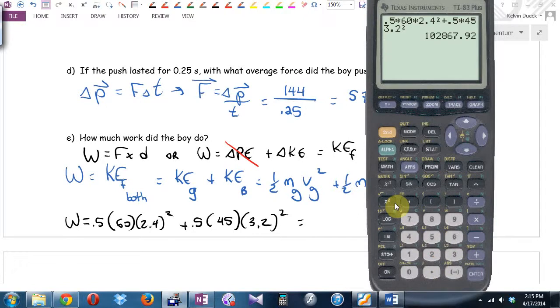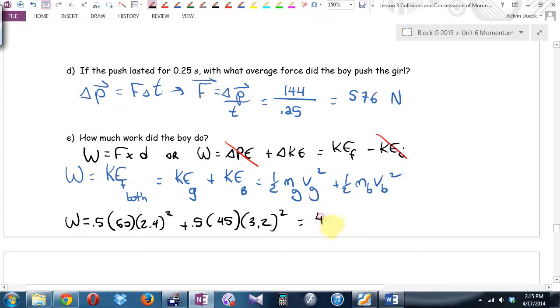Do you get that? No? Am I wrong? Yeah, I am. The times didn't show up. That better? Do you get 403.2? Okay. I'll just call it 403 joules of work.